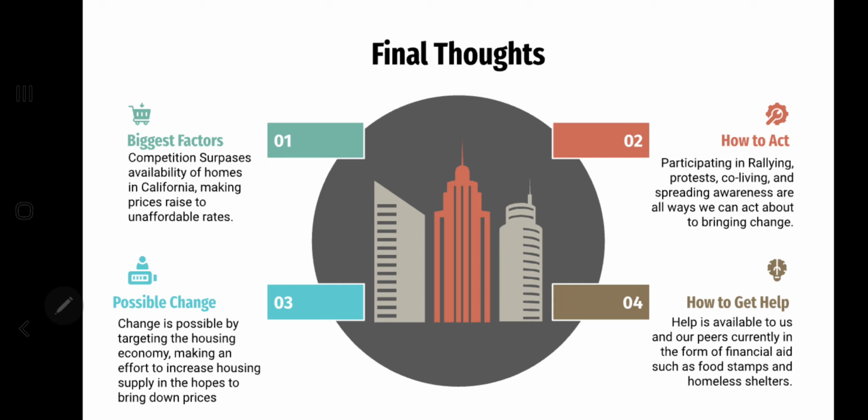We ourselves are capable of acting to bringing about change by opening up our homes and practicing co-living. We can also participate in protests, advocating for political change. Finally, we can inform others how to get help and get help ourselves by searching for co-living opportunities and taking advantage of the financial aid opportunities currently available in California.